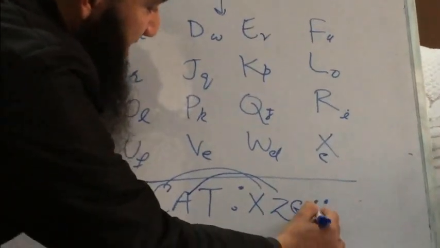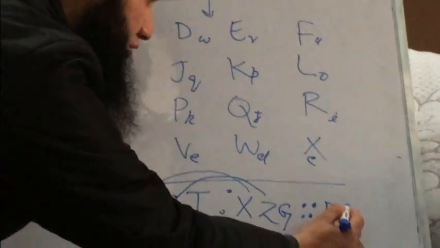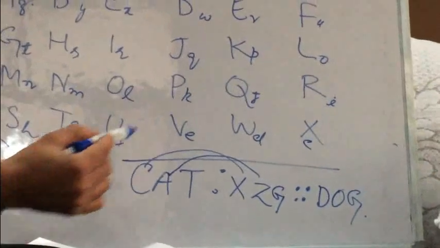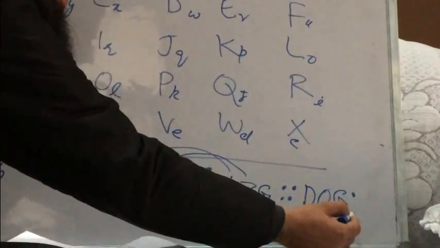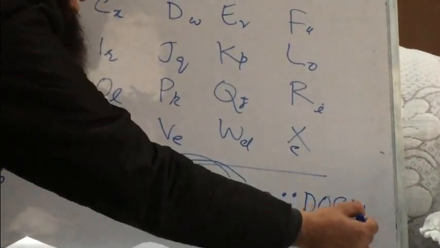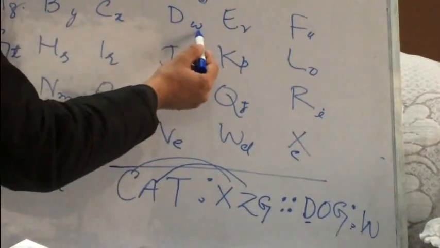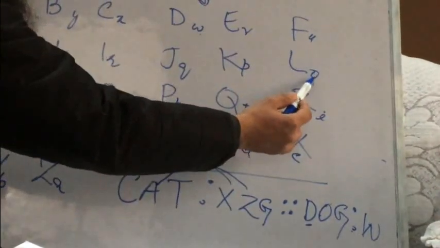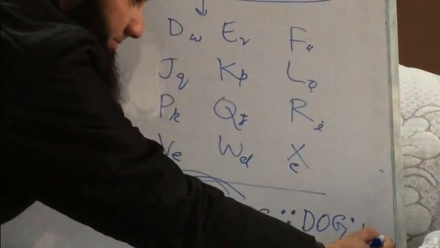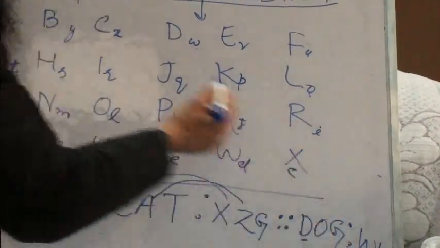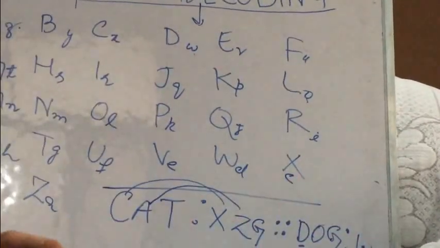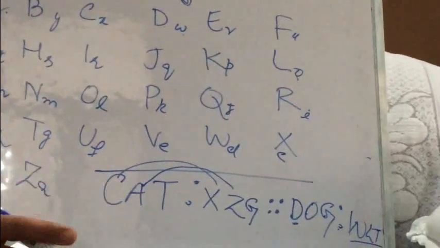In the same way, if I ask you to decode dog, I should be able to identify that the code for D is W, the code for O is L, and the code for G is T. So my answer will be WLT. This is the basic understanding of coding and decoding.